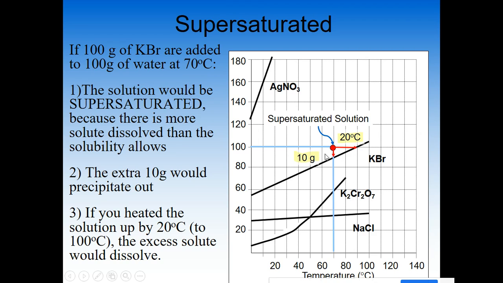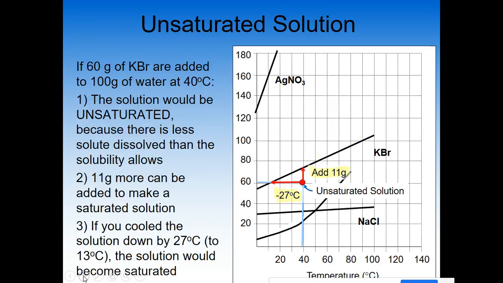We also know that if you look at this point here and that point on the curve, there's a difference of about 10 grams. The 10 grams of your solute would precipitate out, and then you would have a saturated solution. Any point below the curve is an unsaturated solution. So here we still have potassium bromide. At 40 degrees, if we had 60 grams of potassium bromide in 100 grams of water, that would be unsaturated.